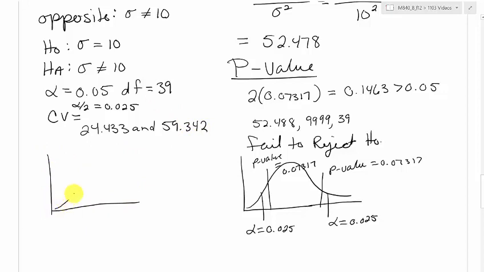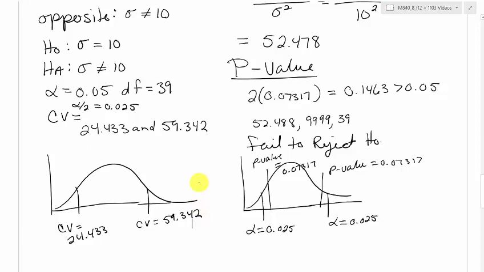Make your graph, and our critical value here is 24.433. Critical value on this end is 59.342. And then put your test statistic on there, and our test statistic chi-squared is 52.478. This is not in one of the tails, and so we're going to fail to reject, just like the decision that we make with our p-value.